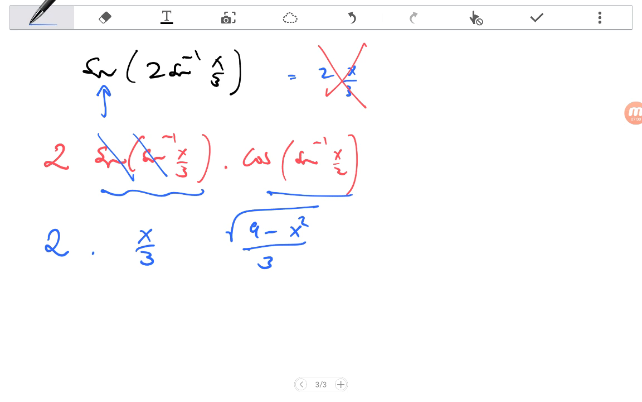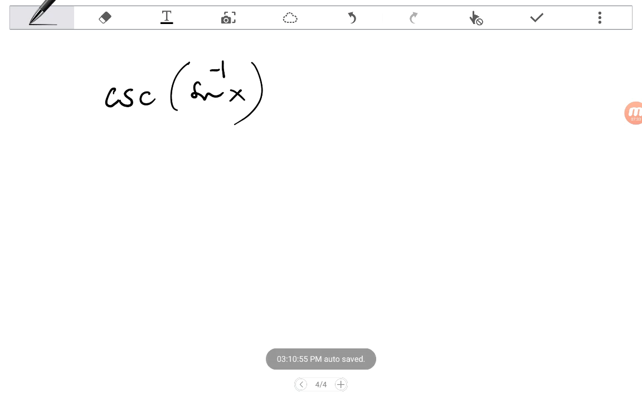Okay? Now, what if I have this expression, cosec inverse of sine x? This one is easy. I can solve it with a triangle. Cosec of sine inverse x. Whenever the inverse function is inside, it is solvable by the triangle.